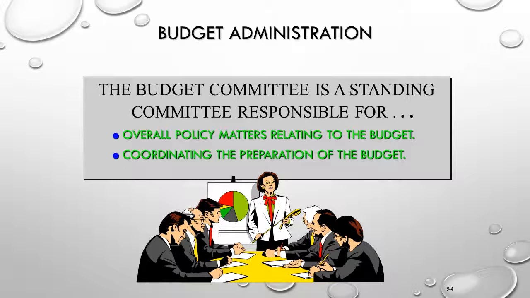A budget committee consisting of key senior executives often is appointed to advise the budget director during the preparation of the budget. This committee is responsible for policy matters relating to the budget and coordinating the preparation of the budget. The authority to give final approval to the master budget usually belongs to the board of directors. By exercising its authority to make changes in the budget and grant final approval, the board of directors can have considerable influence on the overall direction the organization takes.